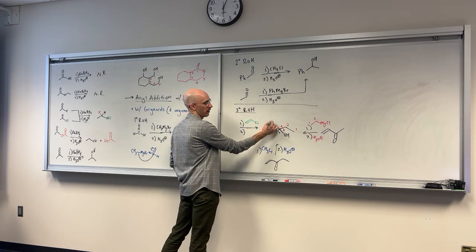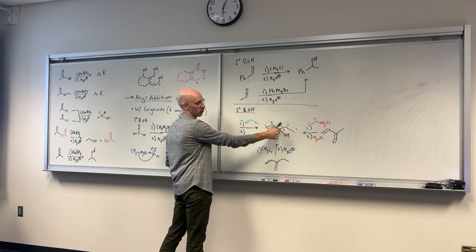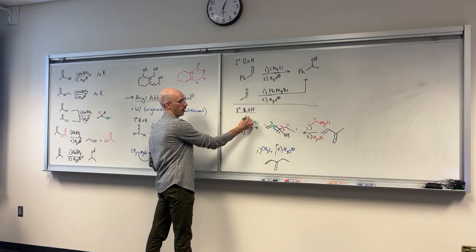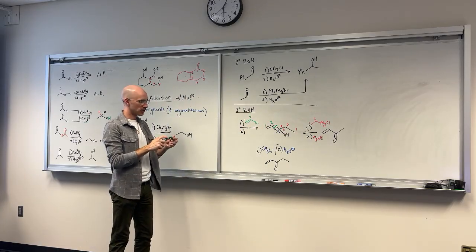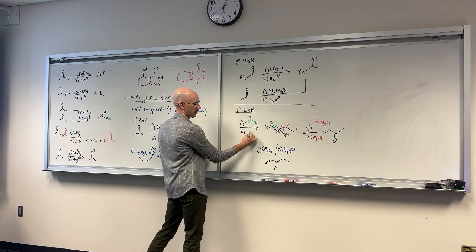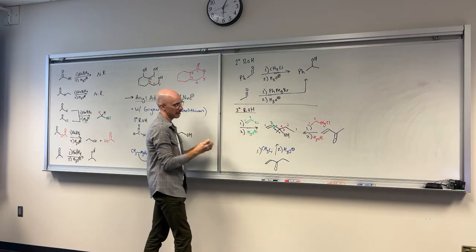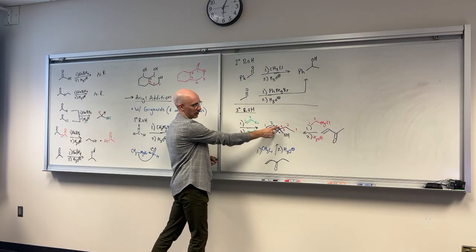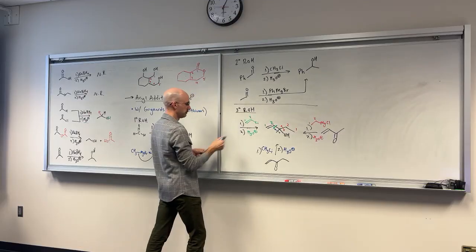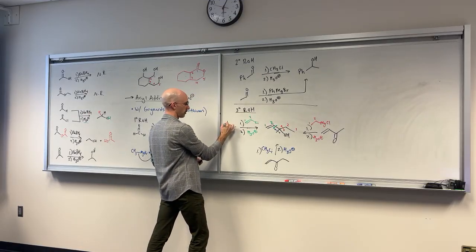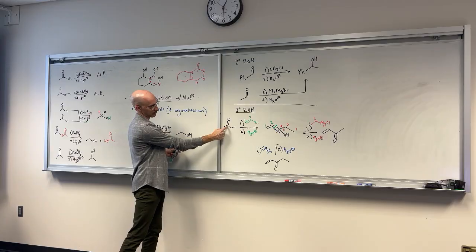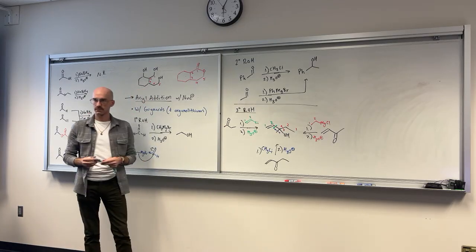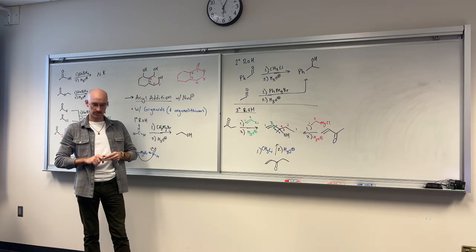Again, carbon 1, 2, 2 attacks 3. My starting material, that's methyl, carbonyl, ethyl. The Li could be MgBr. Correct.